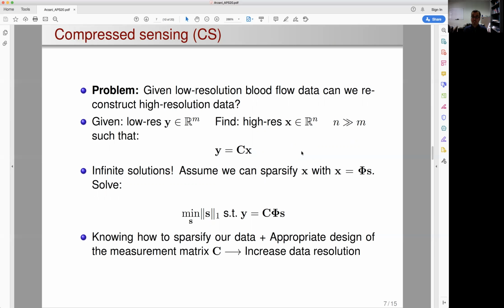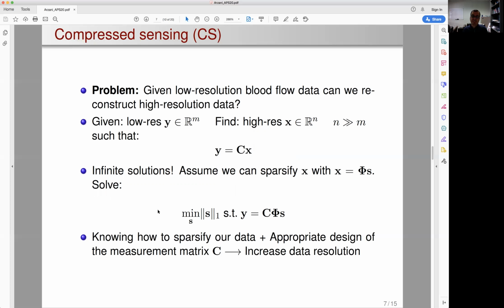But we can actually enable a unique solution if we find a sparsifying basis or transform phi that can sparsify our high resolution data. So if we have that transformation phi that can sparsify our data and we can get sparse data S, then we can find a solution to this seemingly problem without a unique solution. So this is how it's done.